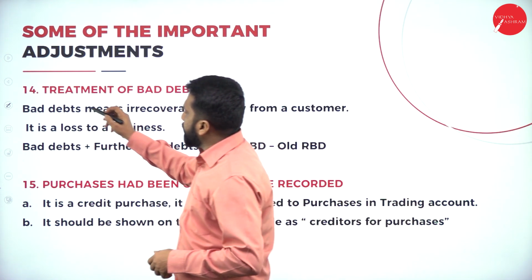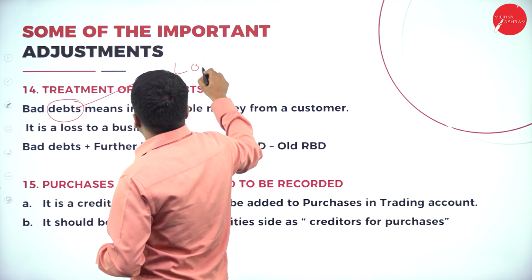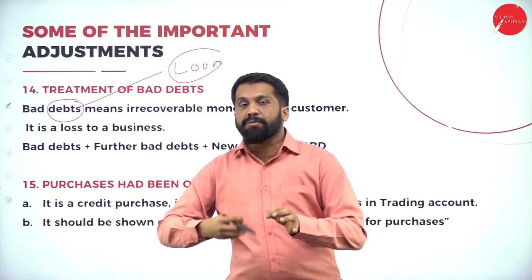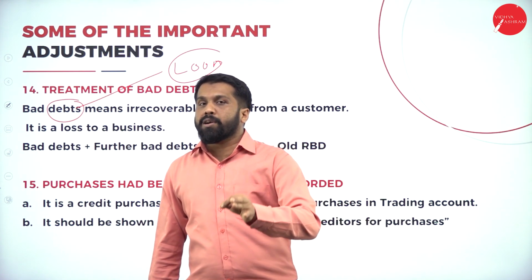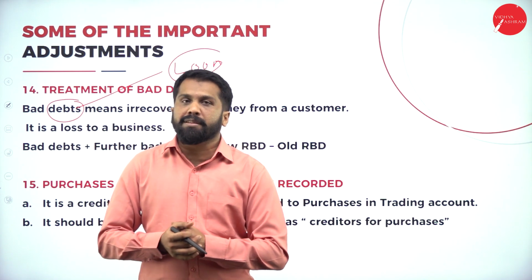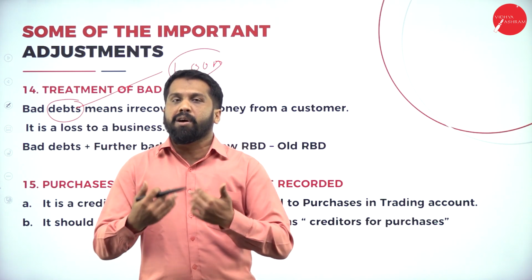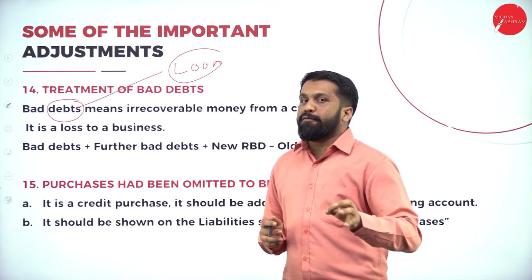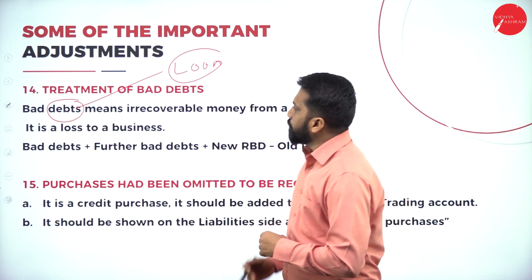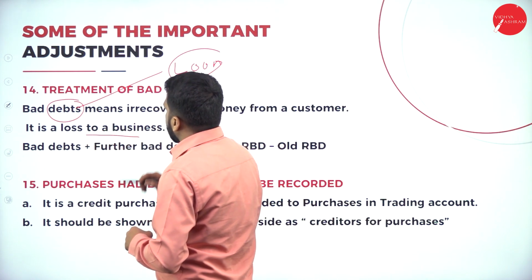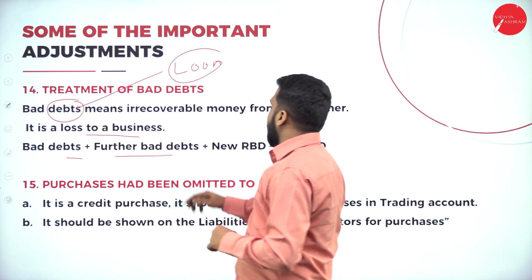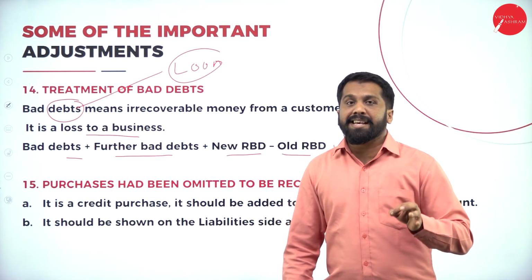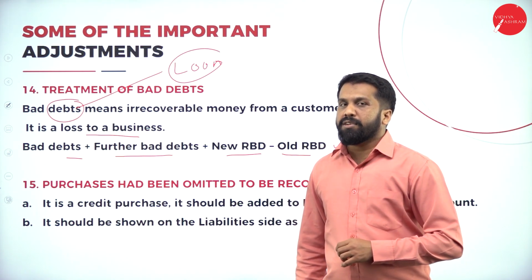Now, debt means loan. Bad debts means the loan cannot be recovered. If you are not traceable or not available to me, I assume that I lost that 5,000. That is called bad debts. Now, if bad debts come, how to treat them? It is a loss to the business. Bad debts plus further bad debts plus new bad debts minus old bad debts. This also I'll explain with numbers at the time of the problem.